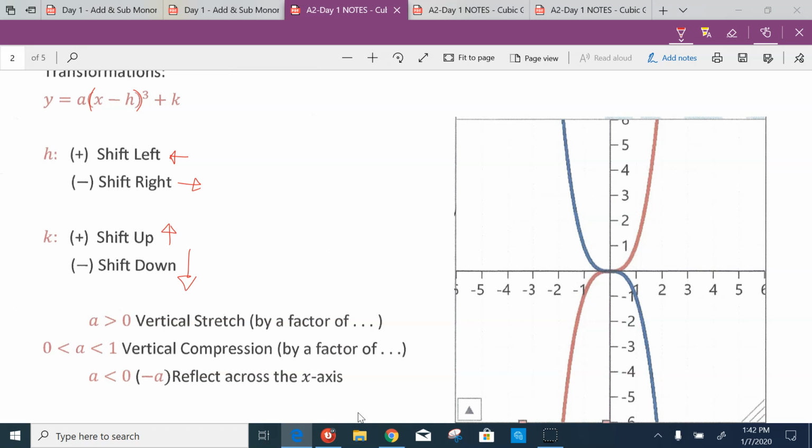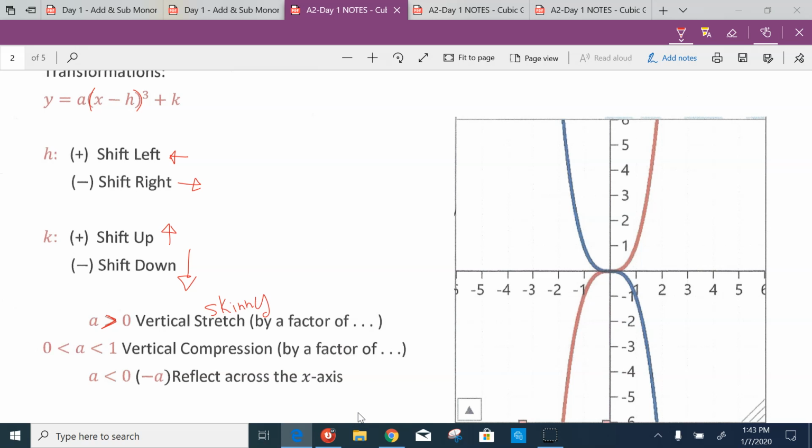And then we have some other effects. If you're multiplying the parent equation, if there's another number in front of x that's greater than 0, what you get is a vertical stretch. That means it pulls the graph from the top and the bottom. It pulls it until it starts making it skinnier or thinner. That's what we call a vertical stretch.